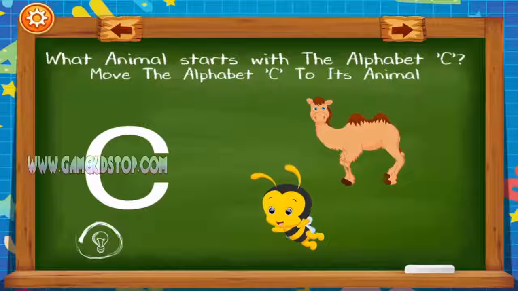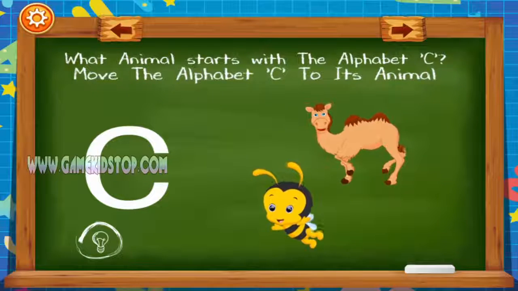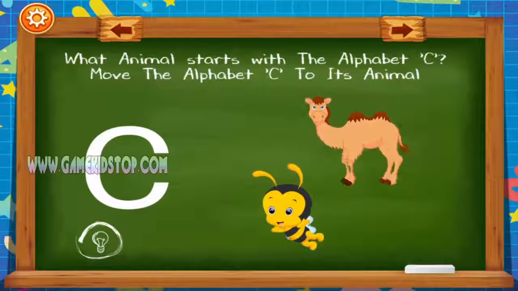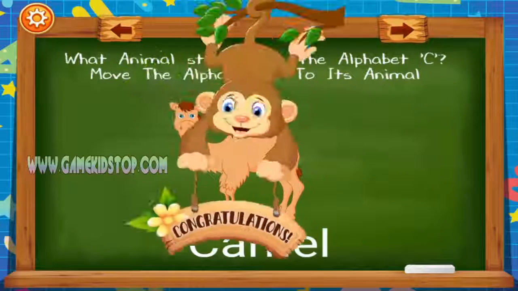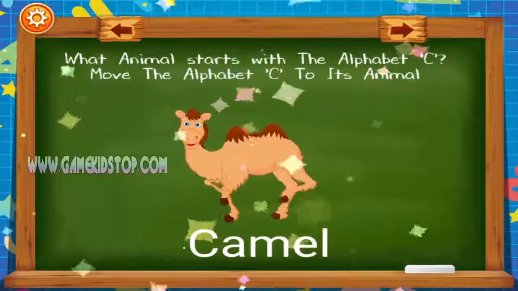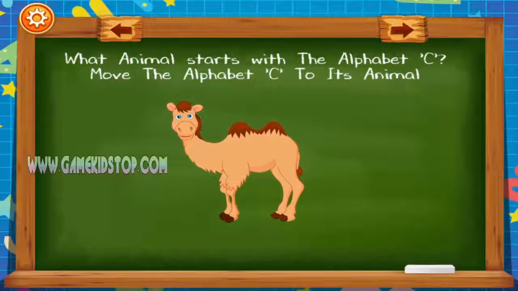What animal starts with the alphabet C? Move the alphabet C to its animal. C. Camel. Congratulations! Come back fast. Camel.